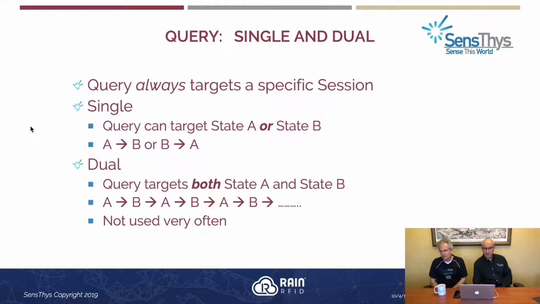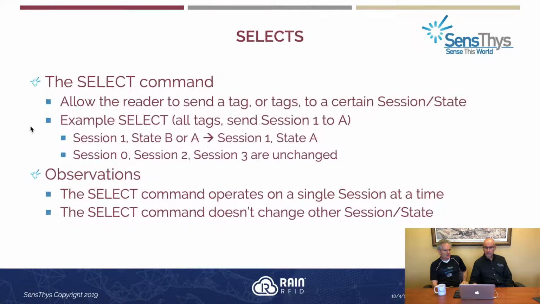In truth, we use this fairly rarely. It does generate a lot of tag reads, and sometimes those are nice. But generally speaking, we use single. So dual basically is just toggling A to B, B to A. Whereas single will only go one direction, A to B, or it will go B to A.